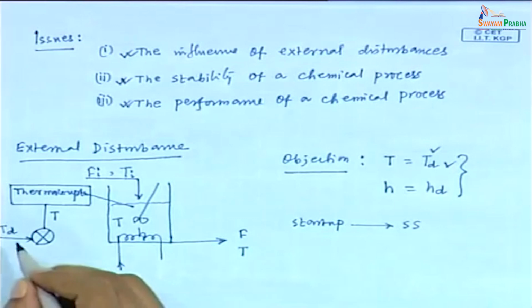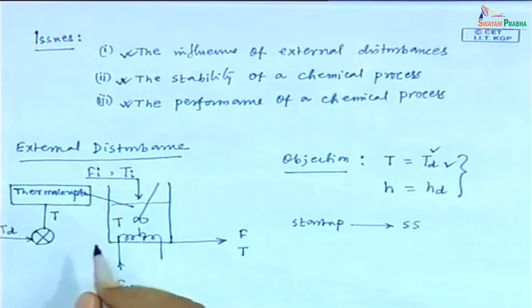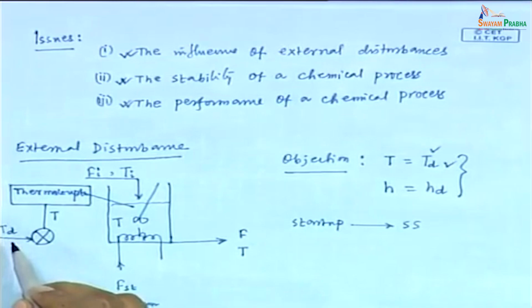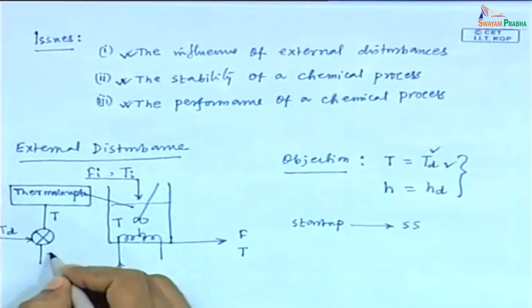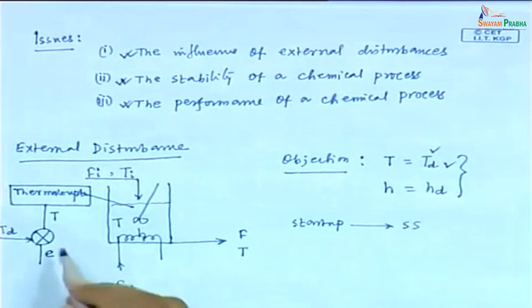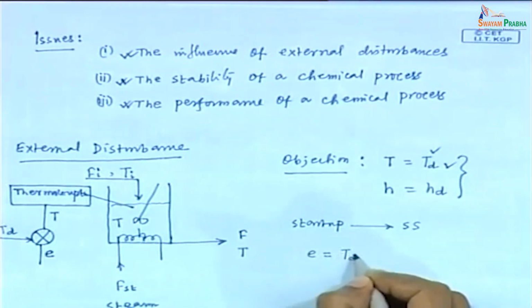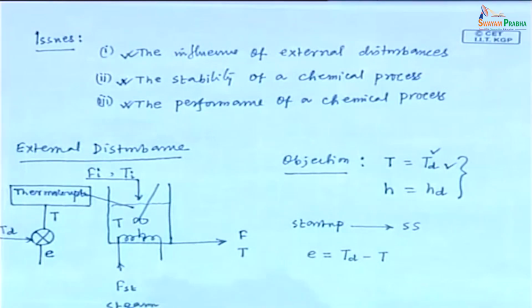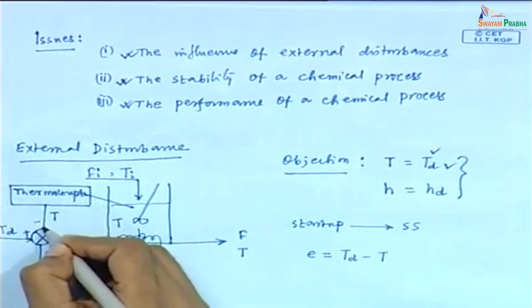Fine. This input Td is given by the person who is in charge of operation, or you can say the value of this Td is specified by the control engineer. Now we compare this Td and T, and the outlet of this comparator is E, that is nothing but the error, and that error is Td minus T. So we can put here a positive sign and here a negative sign.